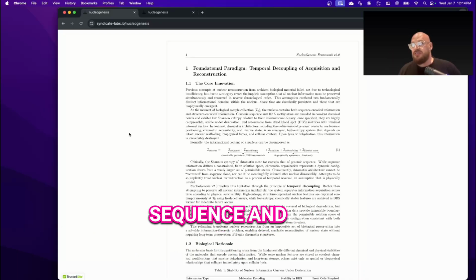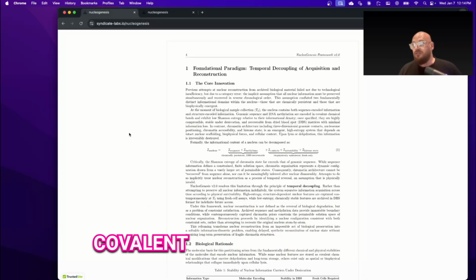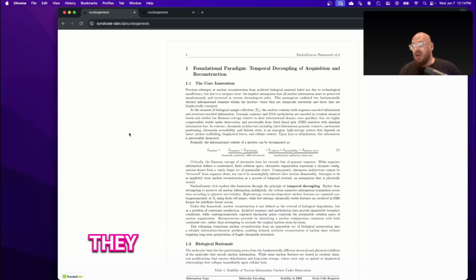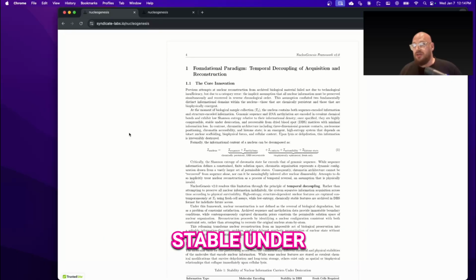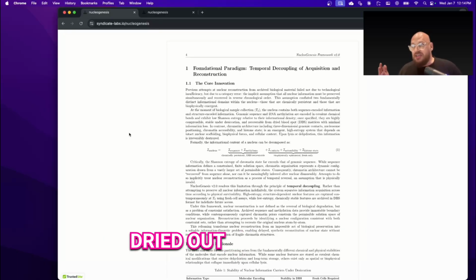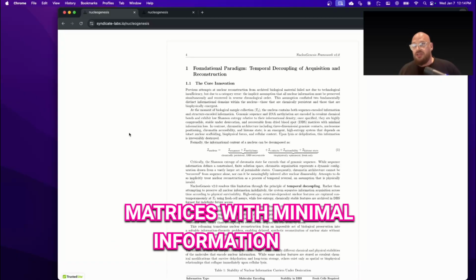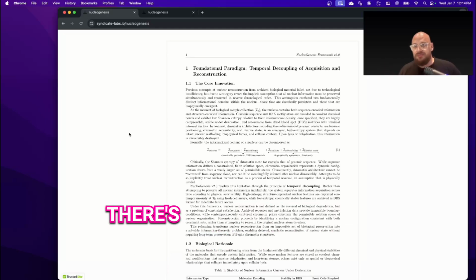The genomic sequence and DNA methylation are encoded in covalent chemical bonds and exhibit low Shannon entropy relative to their information density. Once specified, they are highly compressible, stable under desiccation, which is a crazy word, and recoverable via dried blood spot matrices with minimal information loss, right? So that's an assumption. There are some assumptions there.